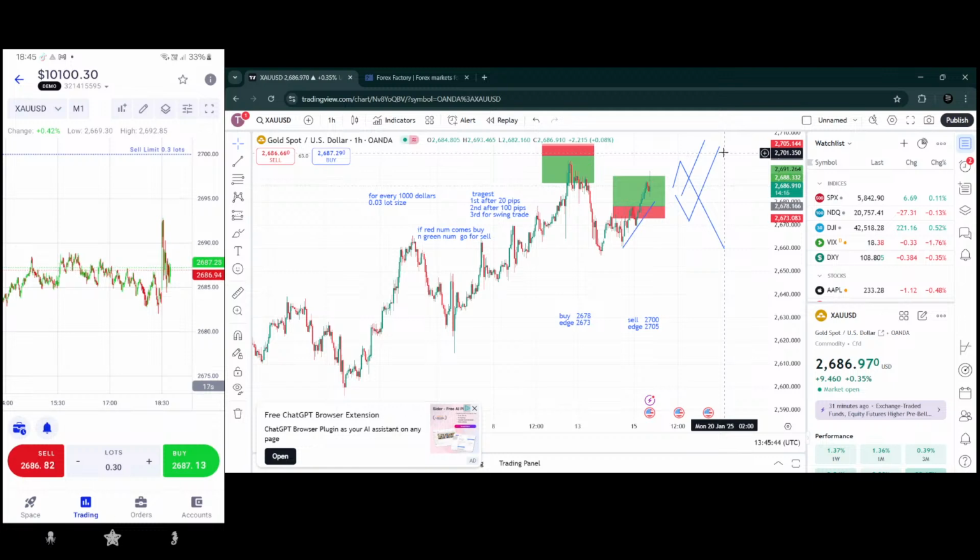So as you can see now, the market is moving very slow because there is no big movement in the market. And we'll still wait for 2700 to see whether the market goes there in 15 minutes or not. If not, then we'll close our positions and then we'll leave.